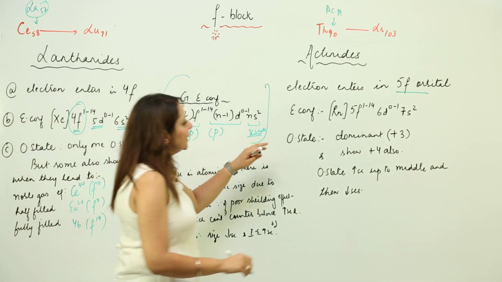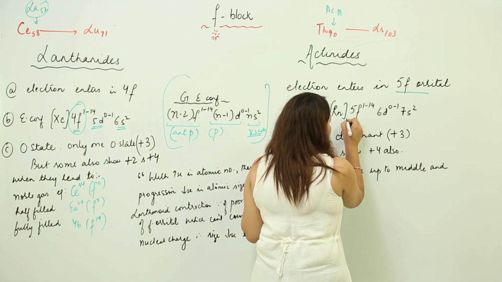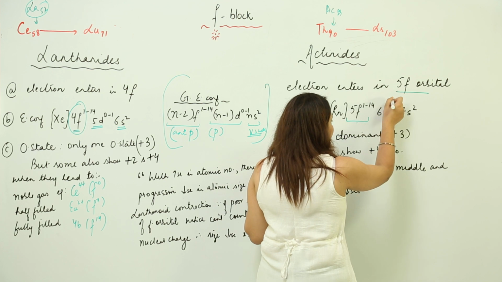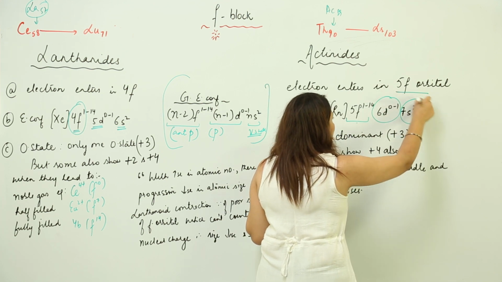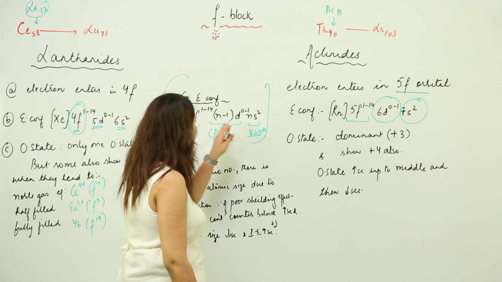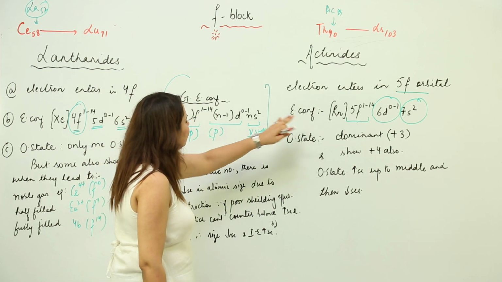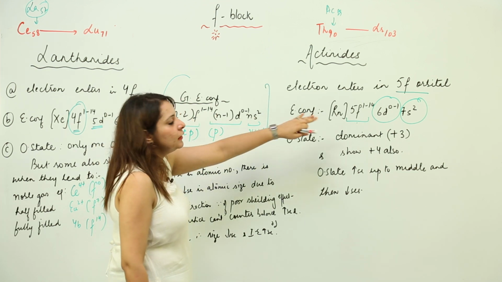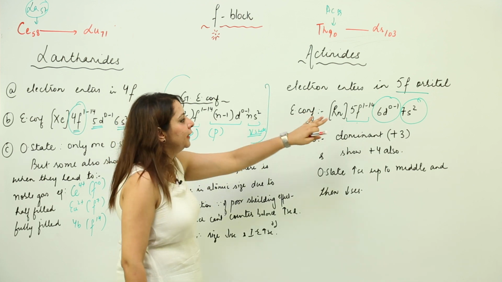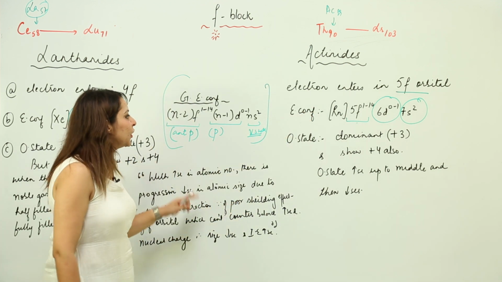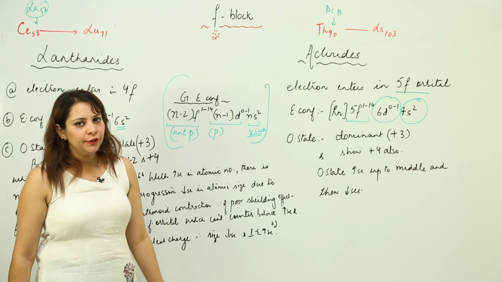And in actinoids, there is a filling of the 5F orbital. So the anti-penultimate is 5F, the penultimate is 6D, and the final one is 7S. The same electrons, ranging from 1 to 14 in the anti-penultimate, 0 to 1 in the penultimate, and ns2 in the final shell, that is 7s2. So this is the electronic configuration.